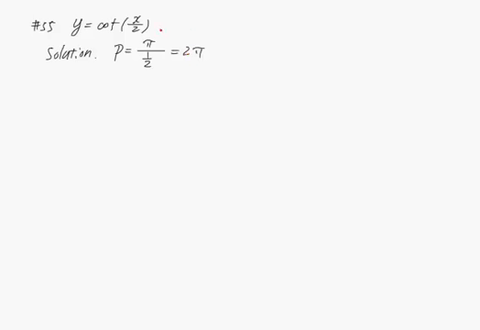And let's get one cycle of this function. The fundamental cycle of cotangent of x is between 0 and pi. So we multiply both sides by 2, then we get x is greater than 0 and less than 2 pi. We know at x equals 0 and x equals 2 pi, this function has vertical asymptotes.